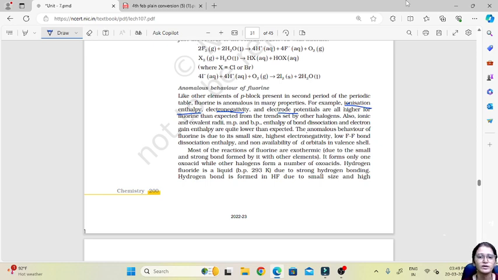So this anomalous behavior of fluorine is due to, first of all, small size, high electronegativity, low fluorine-fluorine bond dissociation enthalpy, and non-availability of d orbitals in the valence shell. So these are the important reasons for its anomalous behavior.